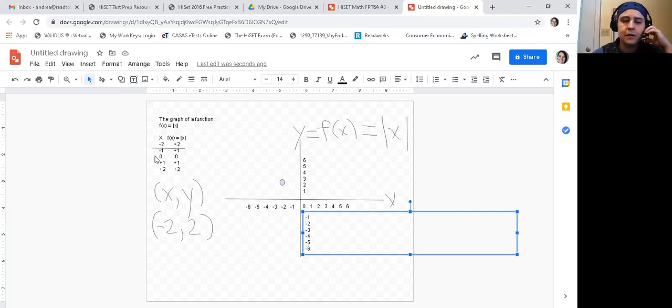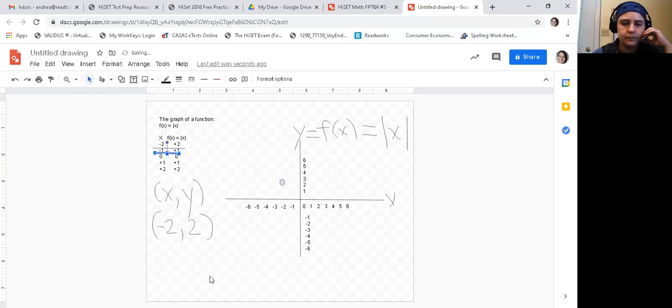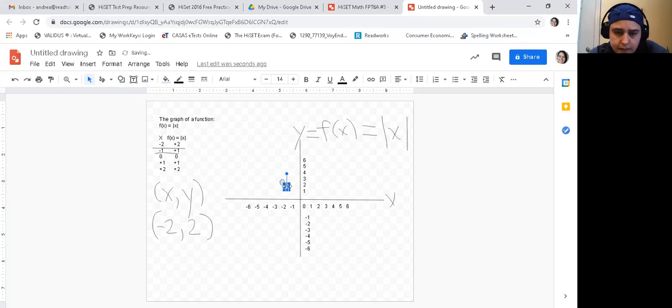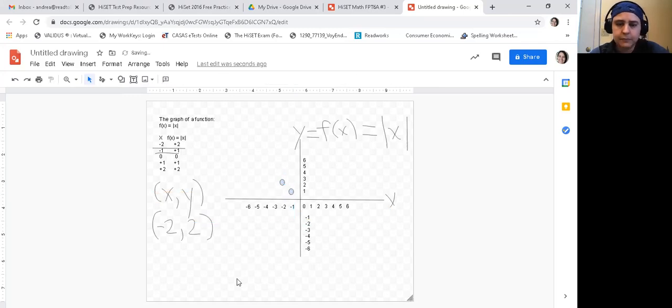And what I'm going to do is plot each of these points. So now I'm going to plot the point -1, +1. I'm just going to take this point here and put it at -1, +1. Try to line it up pretty well. There we go. How's that?